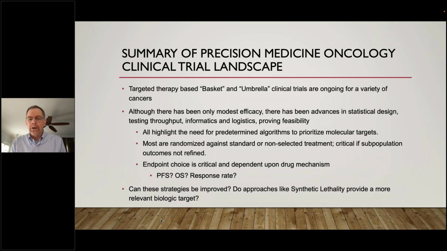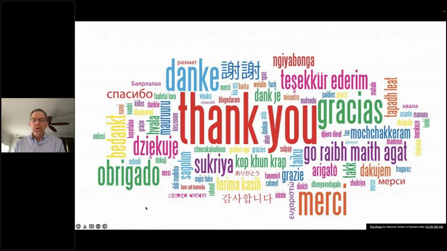And I would like to leave you with the idea that approaches like synthetic lethality may in fact help us, at least in the sense of targeting specific pathways. And with that, I will close and thank you for this great opportunity.